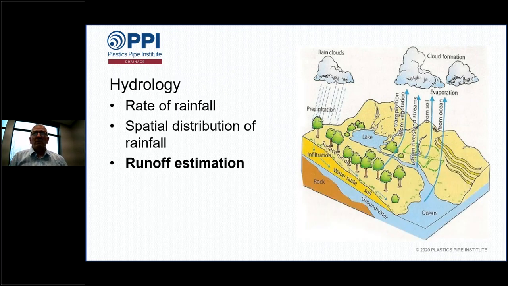When we talk about hydrology, we're really talking about what is the rate of rainfall and what is the spatial distribution of that rainfall. From those two, we try to target our runoff estimation. At the end of the day, for most of our needs, runoff estimation is really what we're looking for from hydrology, much more than the actual spatial or rate distributions of the rainfall.